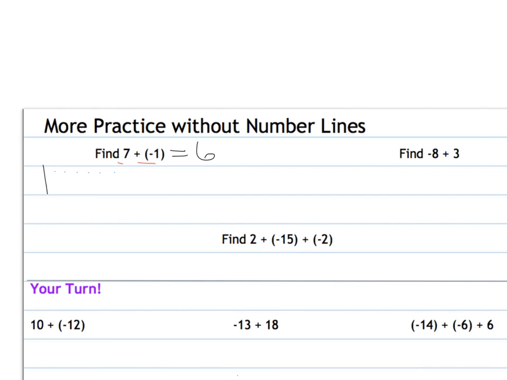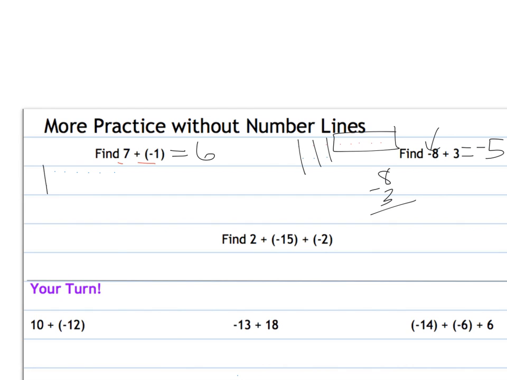Negative 8 and 3. Again, you could use counters. 1, 2, 3, 4, 5, 6, 7, 8. And a positive 3. 1, 2, 3. Those 3 will cancel, and I'm left with red, which is negative 5. So I'm really just doing 8 minus 3, doing the absolute values minus each other, keeping the sign of that one.